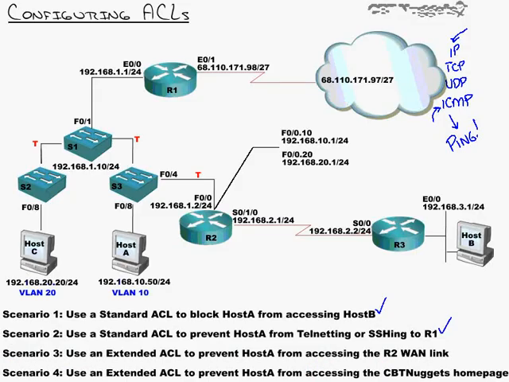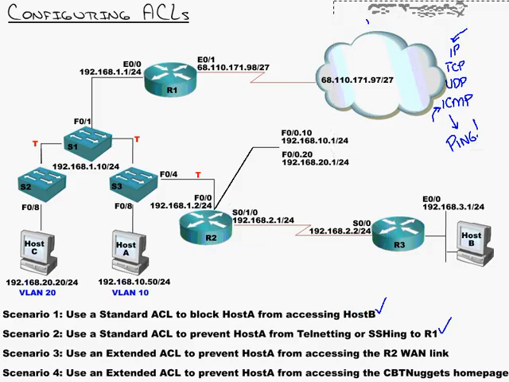So scenario 3, use an extended access list to prevent host A from accessing the R2 WAN link. Now when I see that, my initial thought goes to, well, does that mean this IP address, or does it mean the WAN link? Well, I would say it means the link, meaning prevent host A from accessing this IP address or that IP address. Okay.